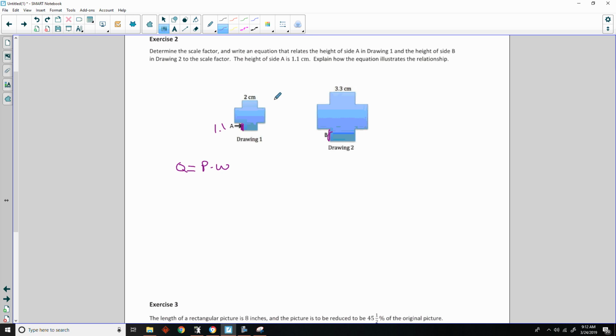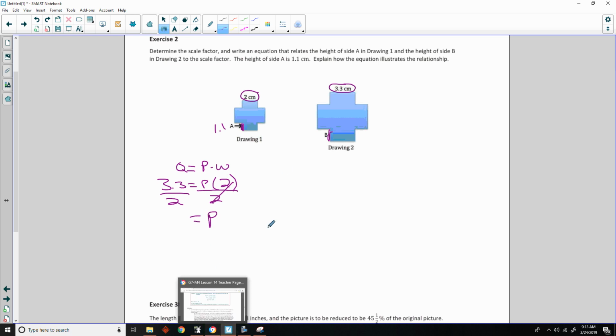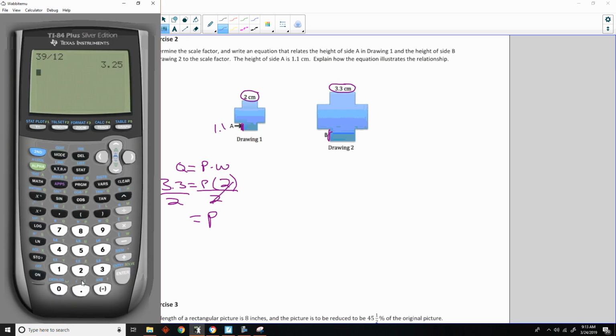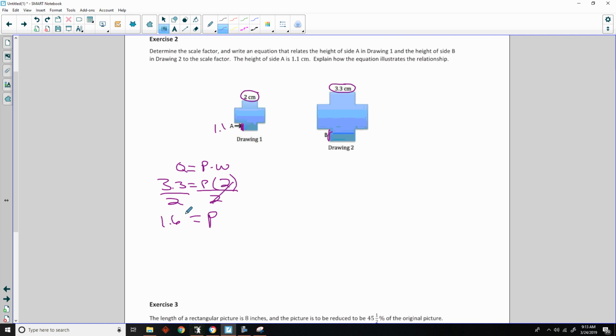Now we want to look at our givens that we know. We know the width on both. So the quantity is 3.3 equals some percent times the original drawing's width, which is 2. Divide both sides by 2. These cancel, and we find P. 3.3 divided by 2 is 1.65. So P equals 165%.